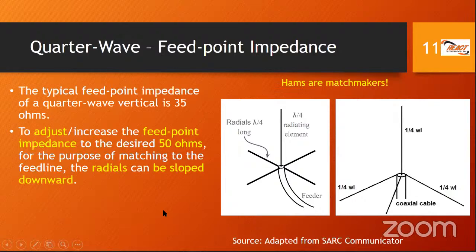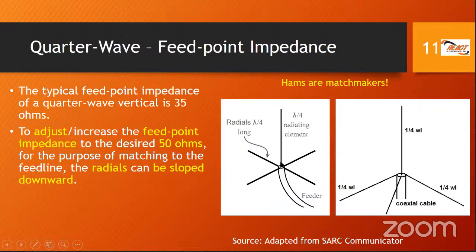Continuing on the quarter wave antenna. As we have learned before, the point where the feed line or coaxial cable, whatever your transmission line is, connects to the antenna is called the feed point. And we have learned that at that point we need to know what that impedance is, because our feed line or coaxial cable is typically going to be 50 ohms. And we said hams are matchmakers. So we want that feed point at the antenna to be what? 50 ohms also. But here's the thing.